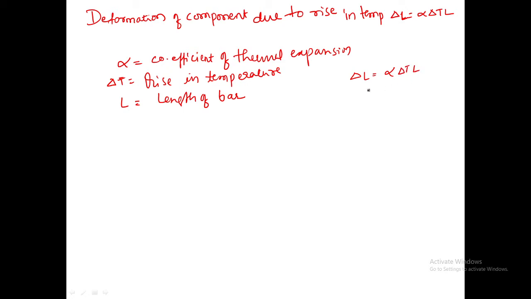Now this is what? A direct substitution. You can find out the change in length if you know the rise in temperature, the thermal coefficient, and the length of the bar.